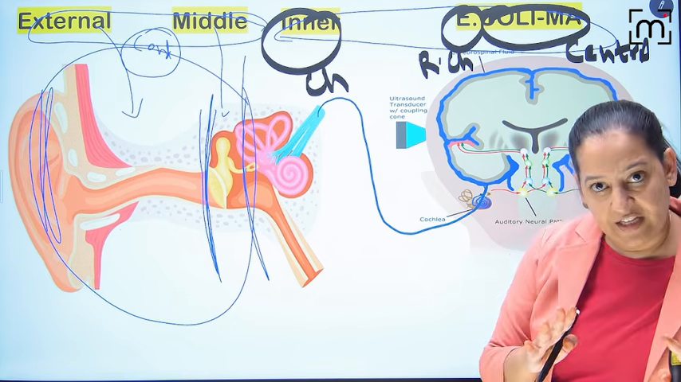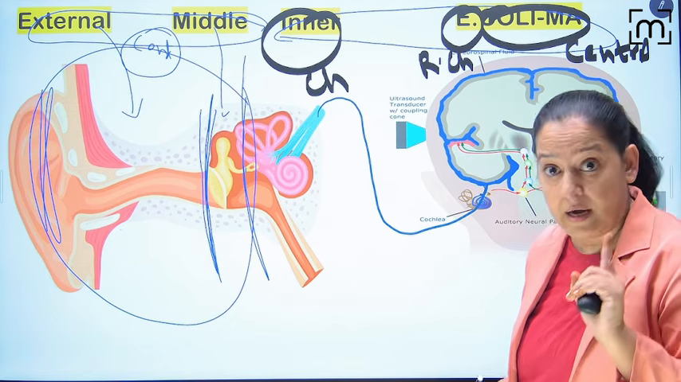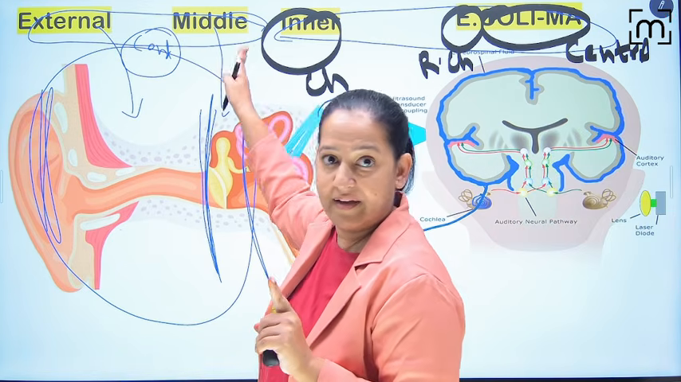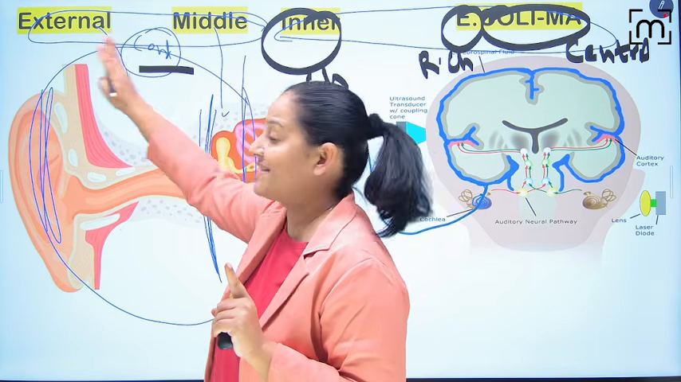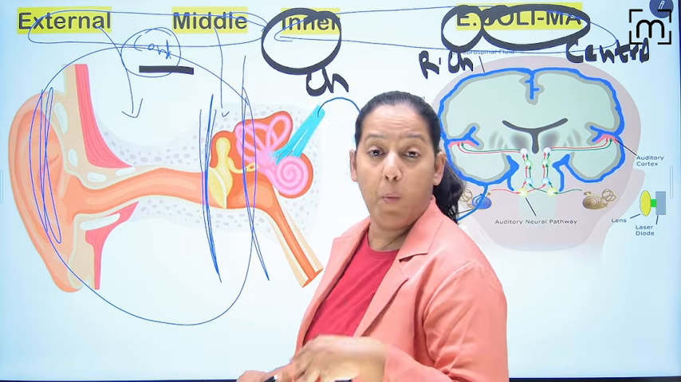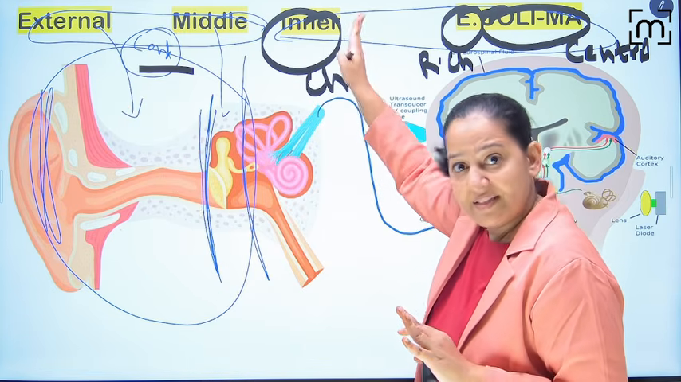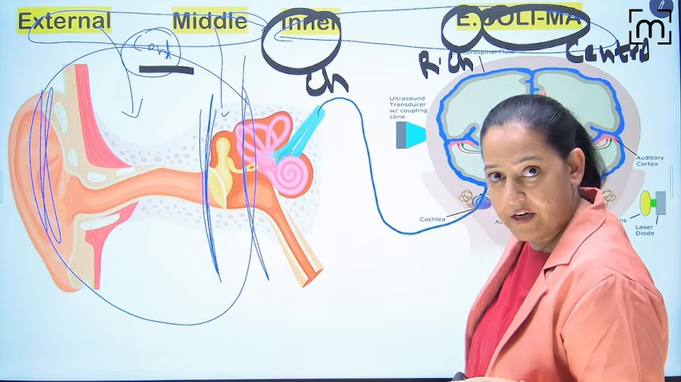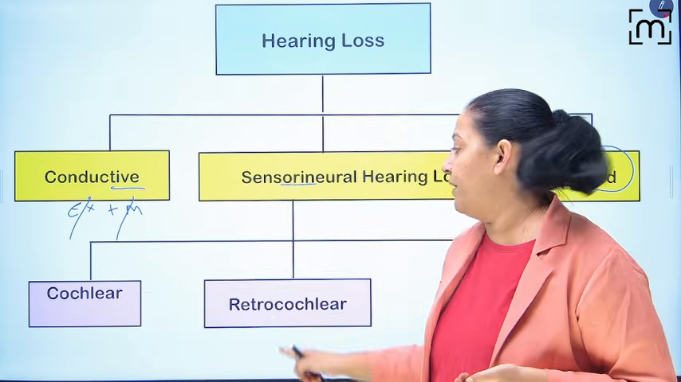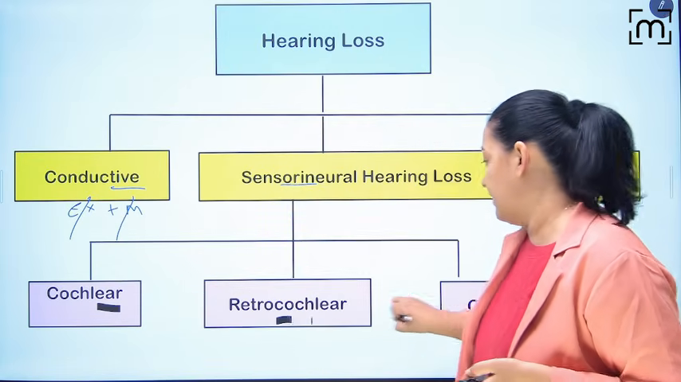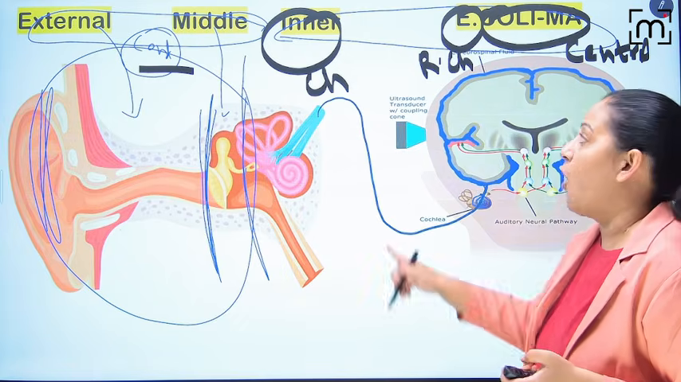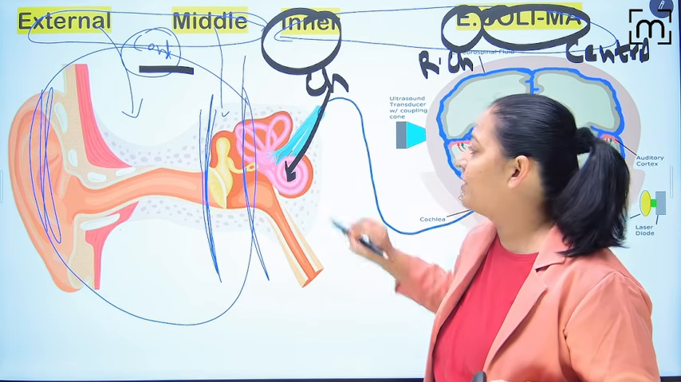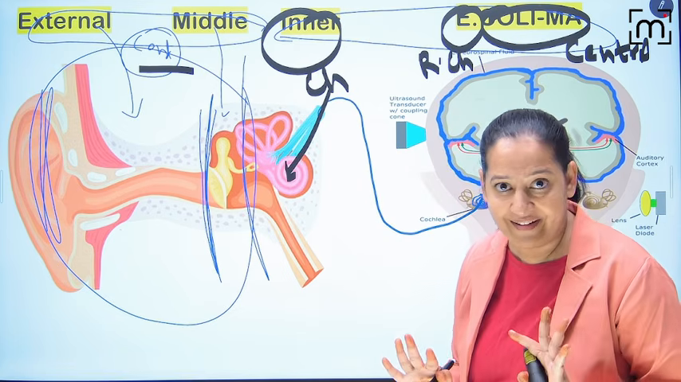So what is conductive? What is sensorineural? Conductive is some disorder in the external and middle ear. External and middle is conductive. Sensorineural is the inner ear and brain. There is some dysfunctionality in the inner ear or in the brain. Now it is of three types. What are the three types? Cochlear, retrocochlear and central. Cochlear means problem in the cochlea. It is in the name itself. Cochlear means cochlear. That is the inner ear.